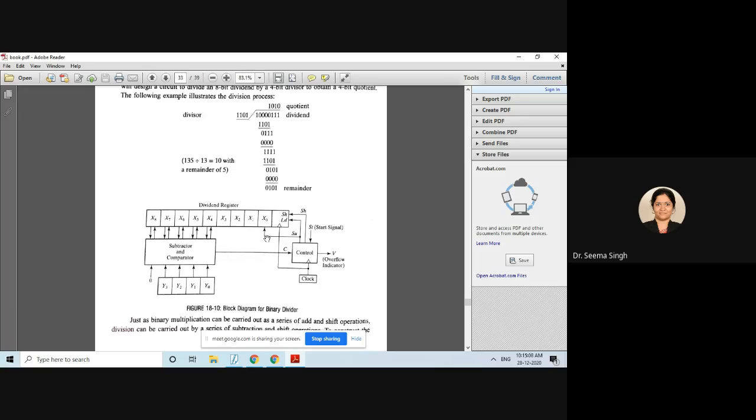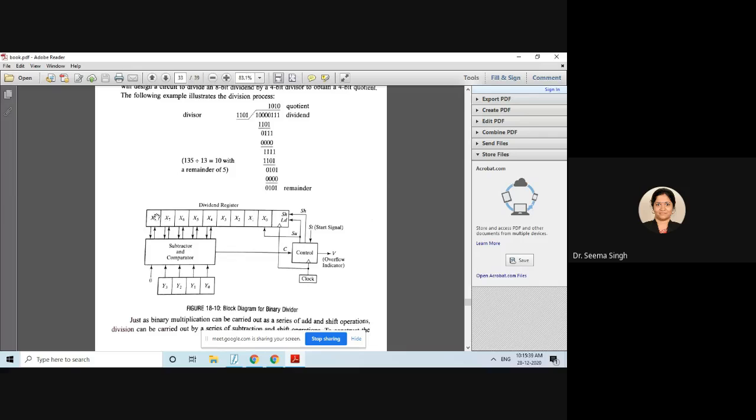So what happens after the complete operation? X3, X2, X1, X0 will be stored with the quotient. I hope you are understanding. X3, X2, X1, X0 will be stored with the quotient. And what will be there in this? X8 to X4, it will have the remainder. So remainder is 0101. Your X7, X6, X5, X4 will be having 0101.